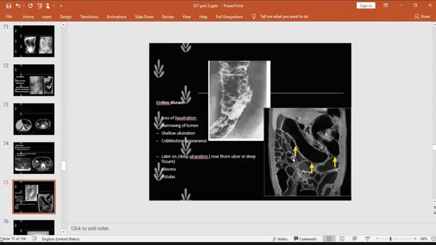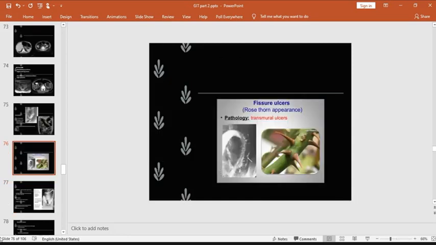Crohn's disease can also affect the large bowel. Usually it has a predilection for the terminal ileum, but Crohn's disease can also affect the large bowel. So the findings could be loss of haustration, narrowing of the lumen, shallow ulceration, and cobblestone appearance. Later on, deep ulceration called rose thorn ulcer, abscess and fistula formation. It produces ulcers with an appearance similar to thorns. It is called rose thorn ulceration if you look at these large long spikes as a result of ulceration.